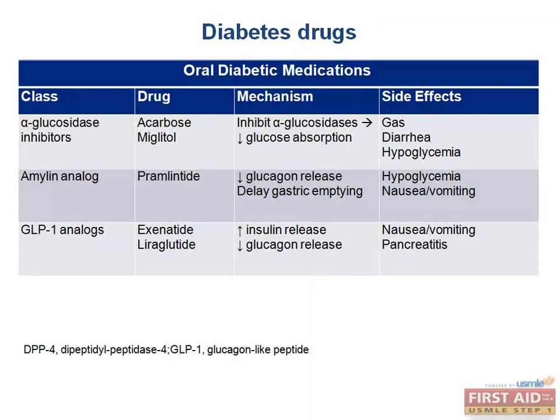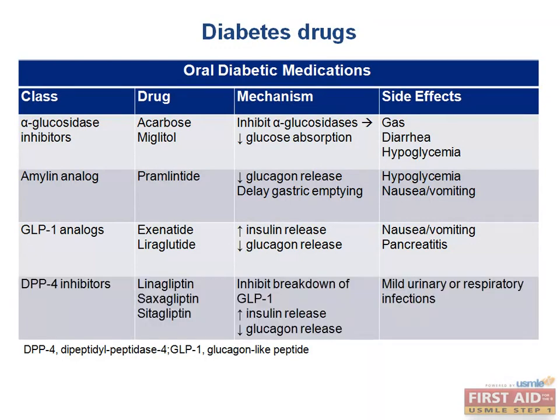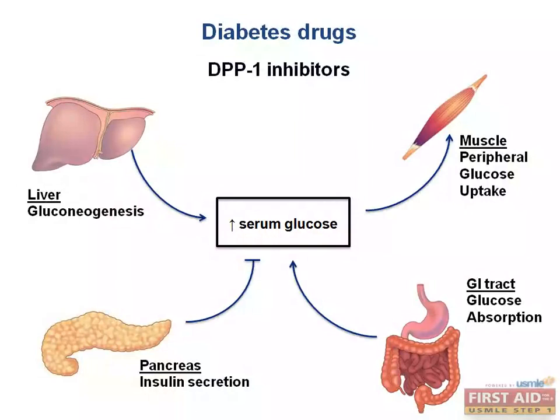The last group of medications are the dipeptidyl peptidase 4, or DPP-4 inhibitors. DPP-4 is an enzyme that inactivates GLP-1. Therefore, DPP-4 inhibitors will act to block the inactivation of GLP-1, resulting in the same effects as the GLP-1 analogs, as described earlier. The DPP-4 inhibitors include linagliptin, saxagliptin, and sitagliptin. So, just like GLP-1 analogs, DPP-4 inhibitors affect the pancreas by increasing insulin secretion.